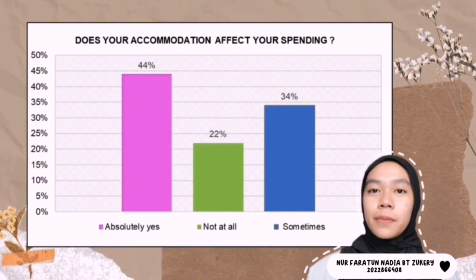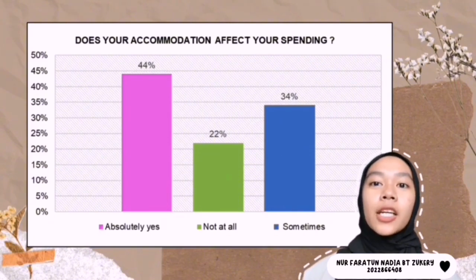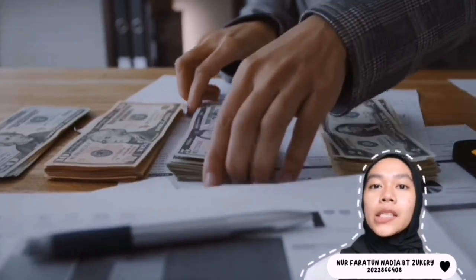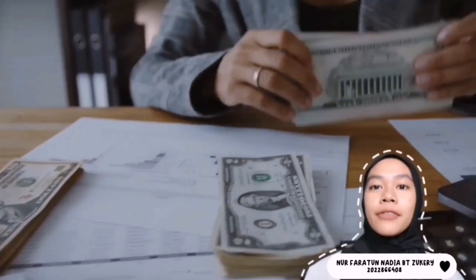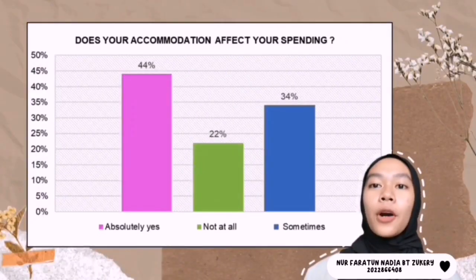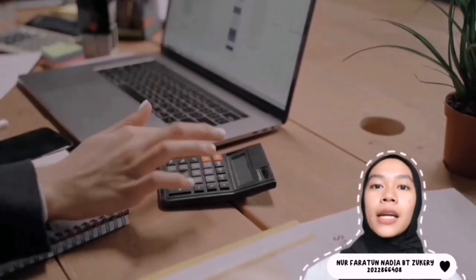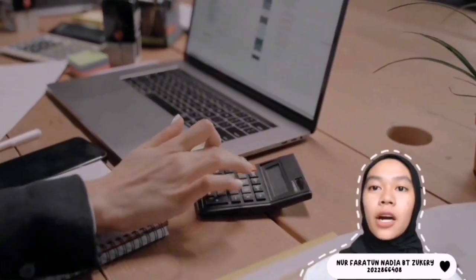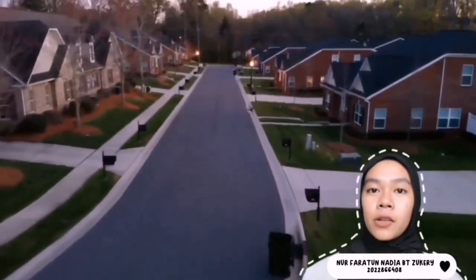Based on the pie chart above, 44 respondents choose yes to the statement, did their accommodation affect their spending? It is because respondents who are struggling financially or who are living on a tight budget might be more aware of how their expenses are impacted by all aspects of their life, including their housing.